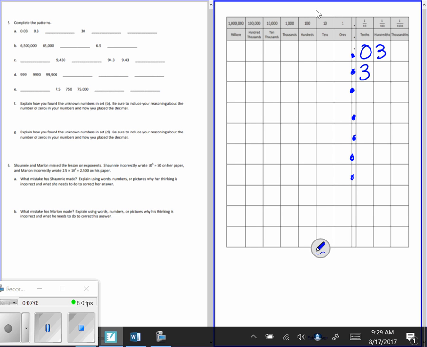I didn't mean to do that. Then I have 30, so I need to do 1 here, another blank, and another blank. So, do you see, if I just focus on the 3, what is my 3 doing?